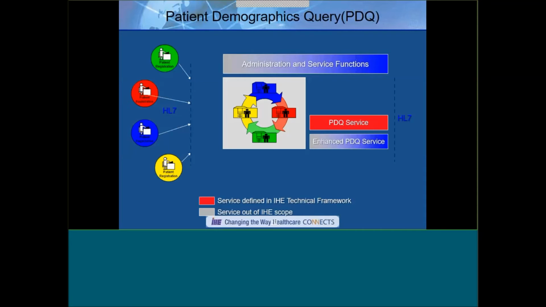The actual feeding of the information into the patient demographic supplier is outside the scope of PDQ. It could be part of the PAM profile, it could be part of another IHE profile, or it may not be IHE based at all. So PDQ assumes that the patient demographic supplier is receiving updated demographics somehow. It could be the registration system at the hospital, and it's actually humans entering that information into the system. And then it provides this PDQ query service on the other side.